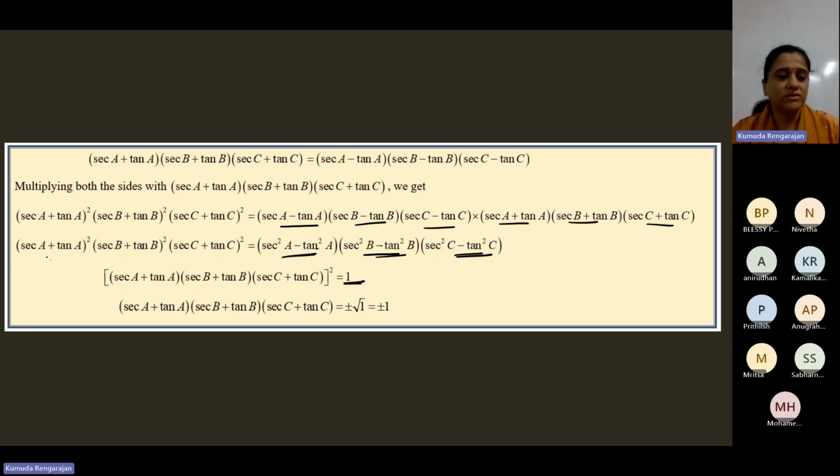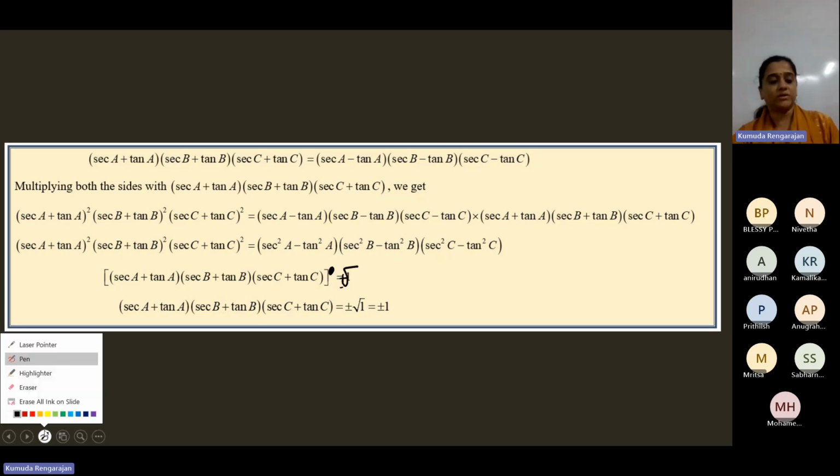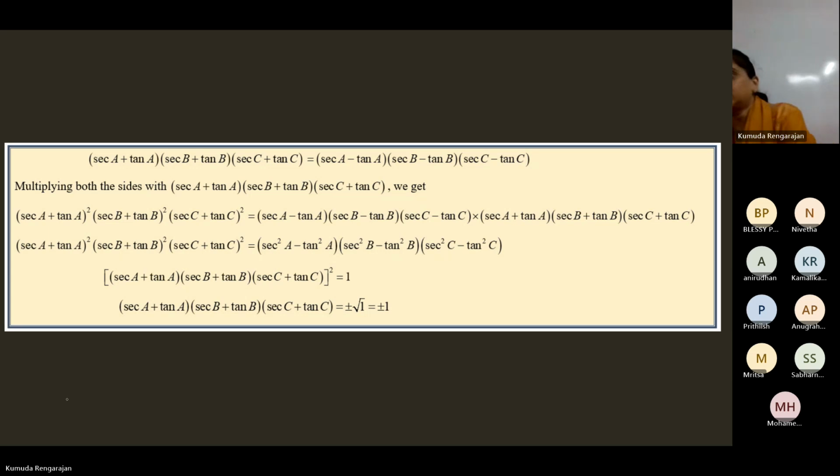Here you can write this as this into this into this, the whole square. Like take away the squares from here. It will be this into this into this, the whole square is equal to 1. So the square on the other side will become plus or minus square root of 1, which is plus or minus 1. All right. So with this, we conclude the chapter trigonometry.